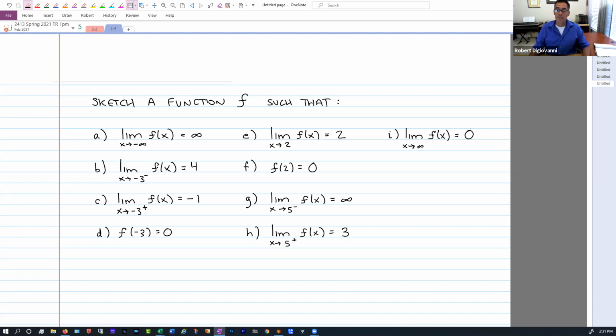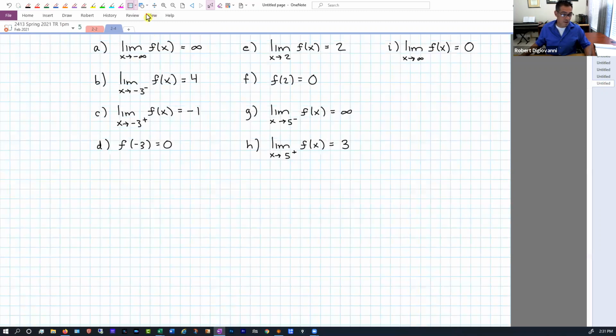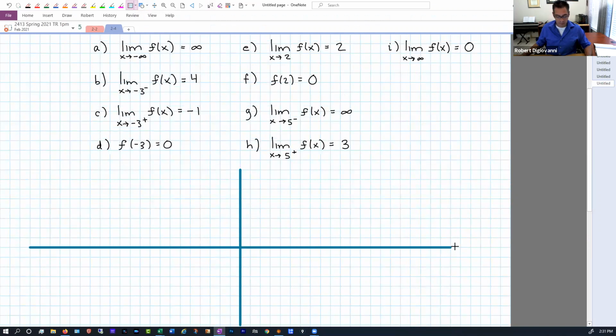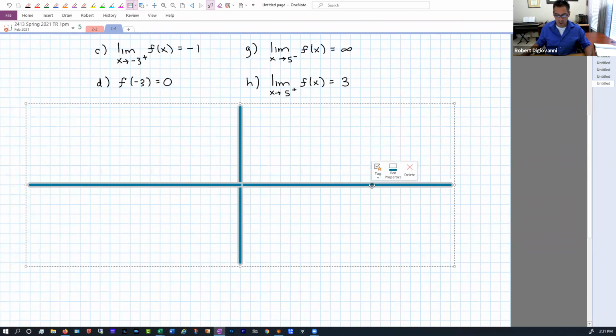All right, here we go. You have to draw a function now where all of these things are true. Now, I should point out, everybody in this class is going to have a different answer. Your pictures are going to look different, but they will all have these properties or characteristics in common.